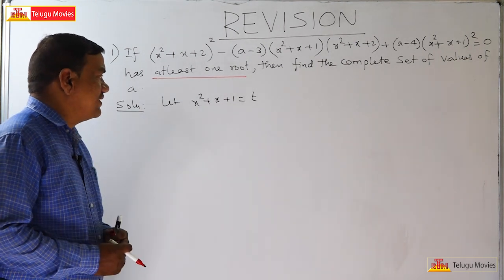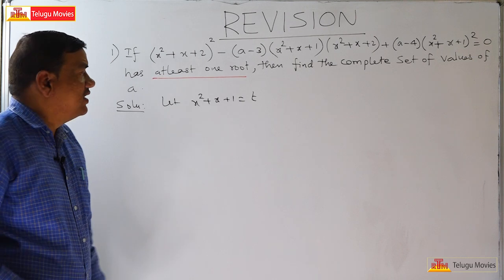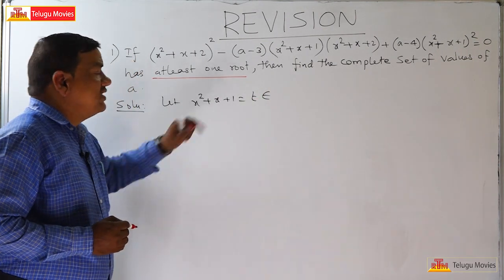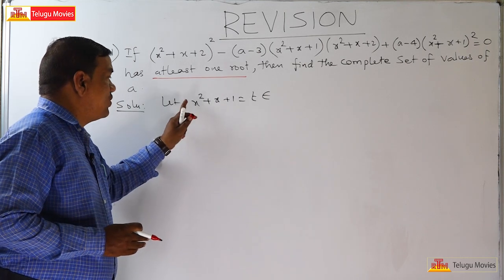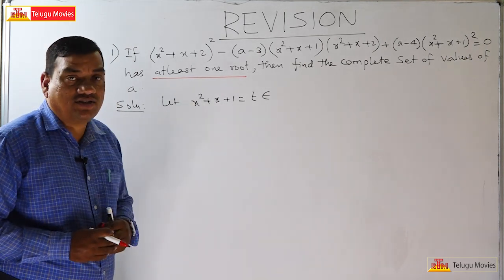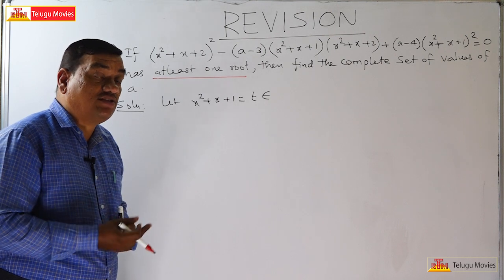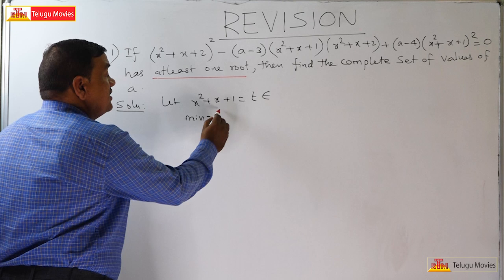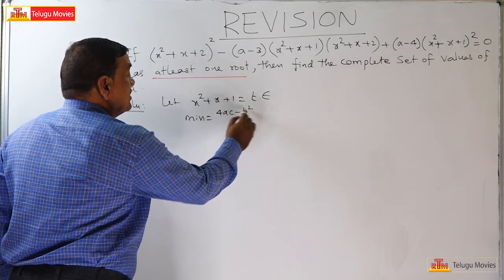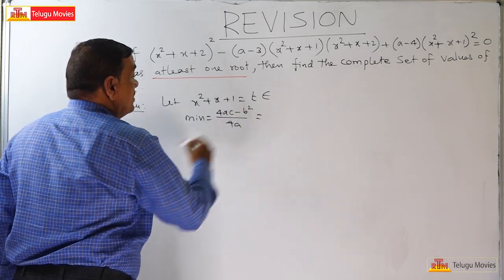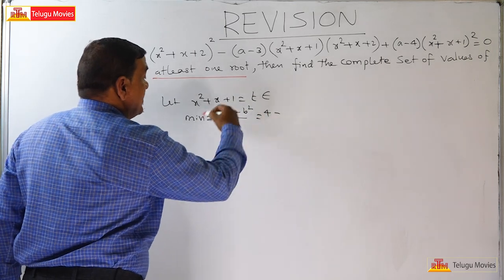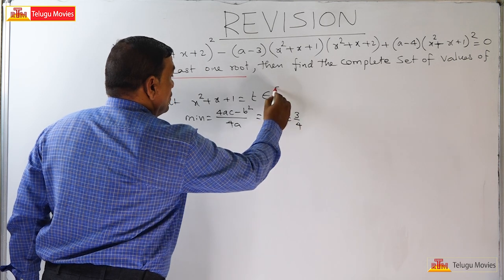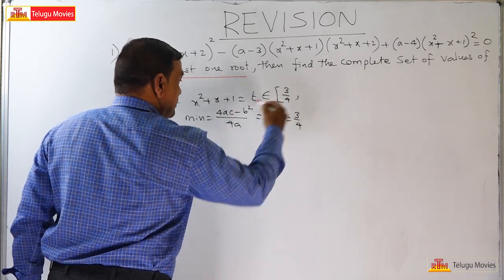x square plus x plus 1 is equal to t. If you substitute here, then t belongs to, see here, the x square coefficient is 1, which is greater than 0, therefore it has a minimum value. What is the minimum value? It is (4ac minus b square) by 4a, that means (4 minus 1) by 4, that is equal to 3 by 4. So the minimum value is 3 by 4.